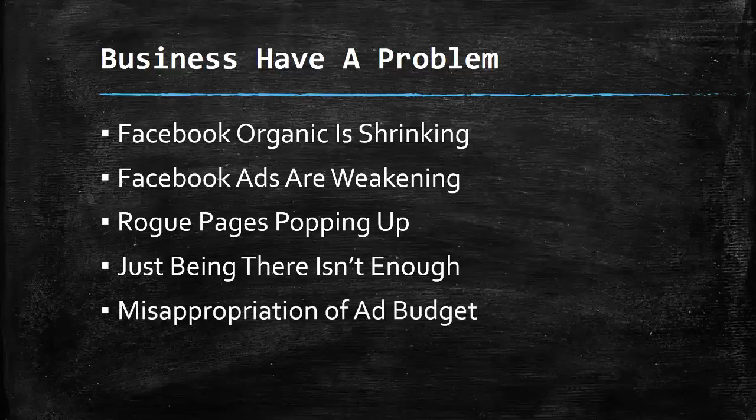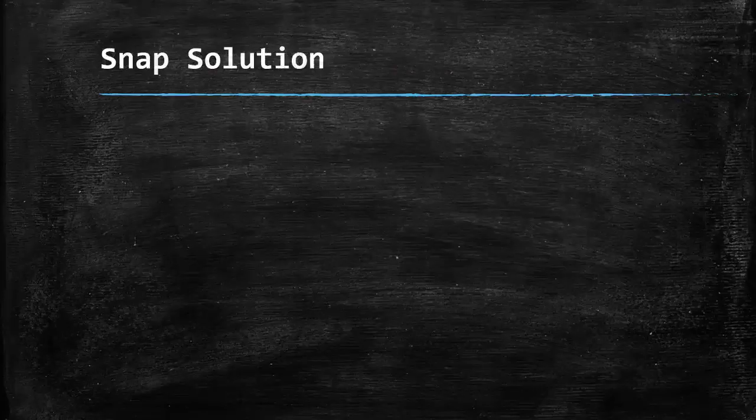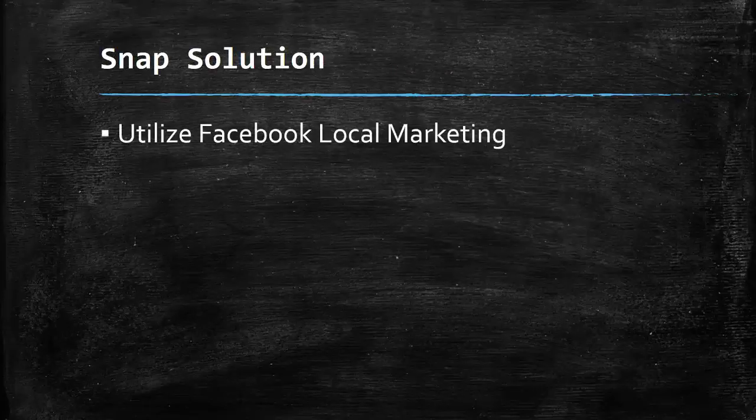Lastly, you have a misappropriation of ad budgets. Businesses are spending money on ads that aren't really targeting the local space. It's not targeting the customers that are inside of their reach. So you might have a restaurant targeting customers that are a few towns or cities over, and that's just a waste of money. We'll talk a little bit more about Facebook offers and ads a little later. The solution that you will present to them is utilizing the local marketing components of Facebook.